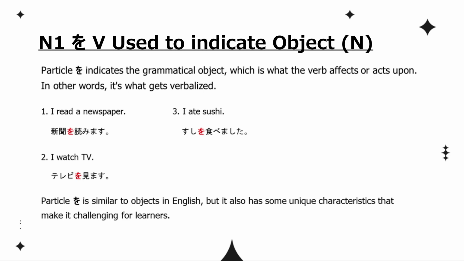8. Express the direct object of a sentence. So, it is the last grammar rule for today's lecture. O tells us what the direct object of a sentence is. In other words, it marks the thing affected by the verb. N1, O, verb. O is used to indicate the object noun. Have a look at examples.